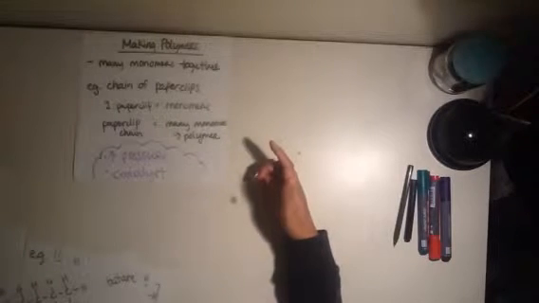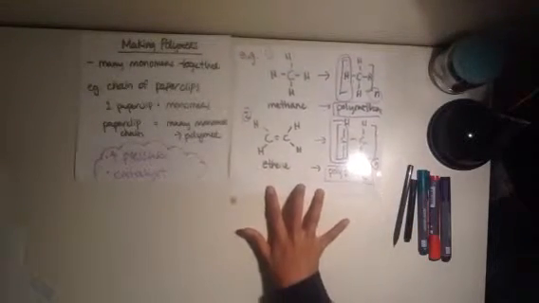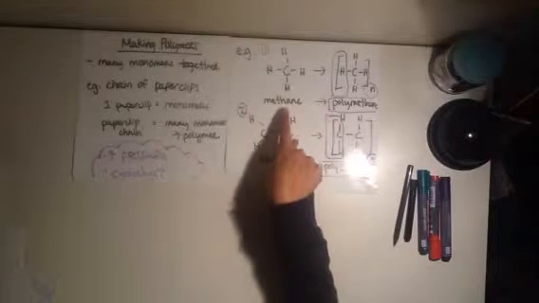There are two conditions needed to make polymers, or for polymerization: you need high pressure and a catalyst to help speed it up. Now I've done a couple of examples here just to show you how it's represented and how you'll see it on the exam. For the first example here we have methane.